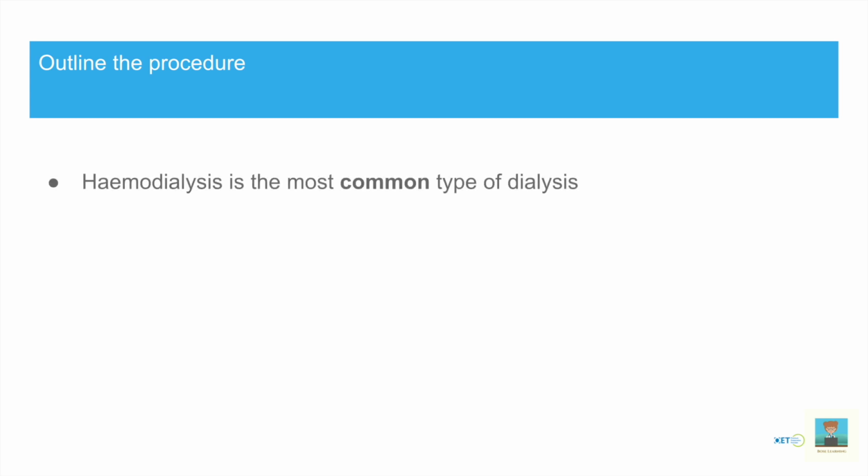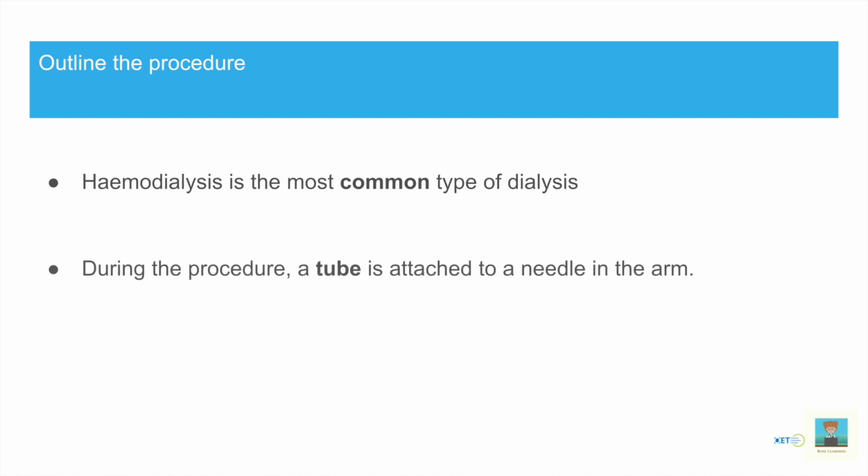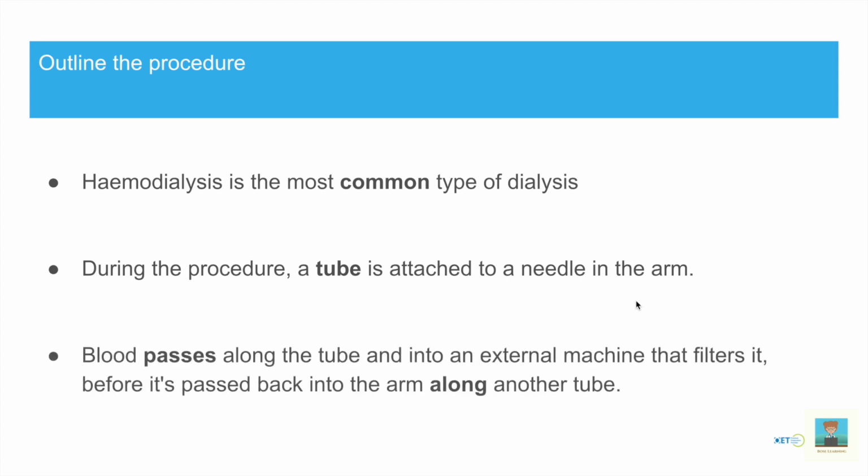Okay, so we can say hemodialysis is the most common type of dialysis. There are other forms. In the role play, they're not asking you to go into that, they're only looking at hemodialysis. During the procedure, a tube is attached to a needle in the arm. You don't need to call it a catheter, you can explain what that is by saying a tube is attached to a needle in the arm. Blood passes along the tube and into an external machine that filters it before it's passed back into the arm along another tube. So the preposition here is along.